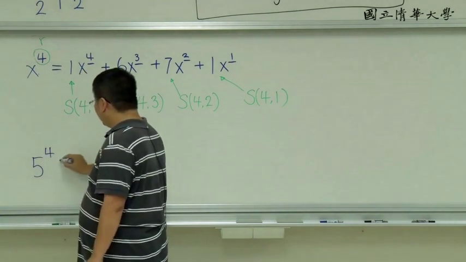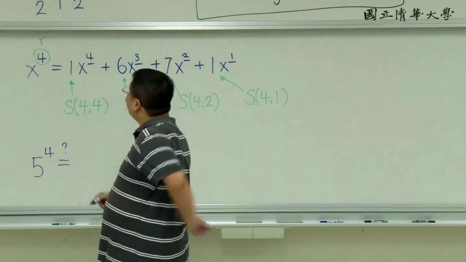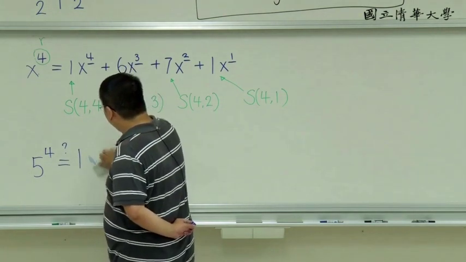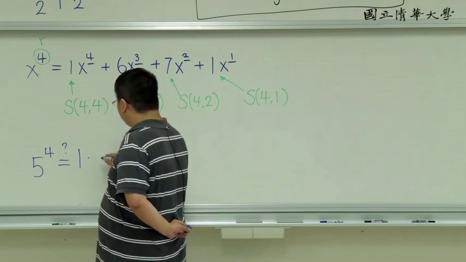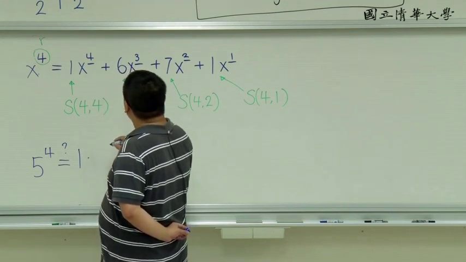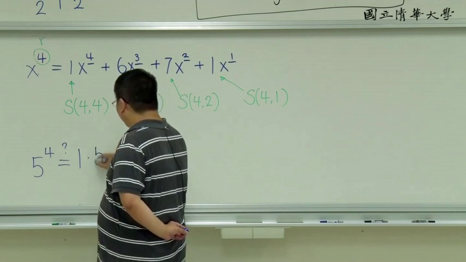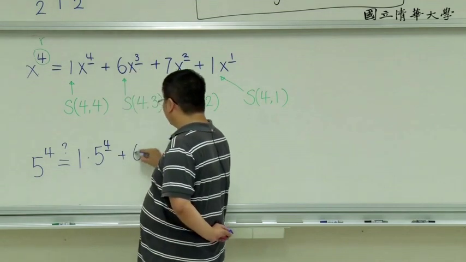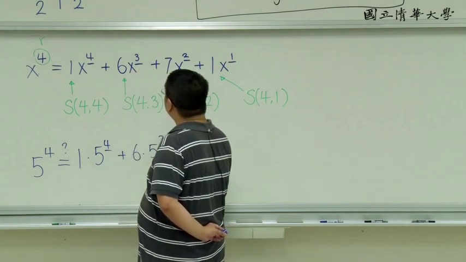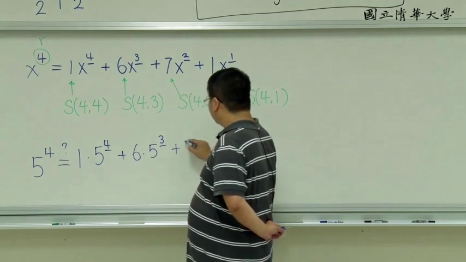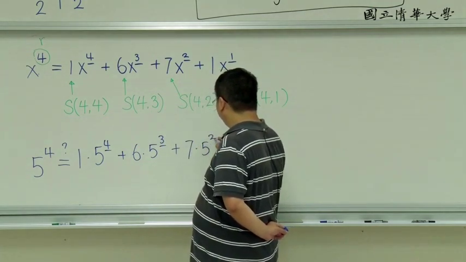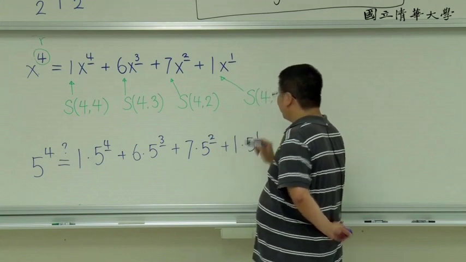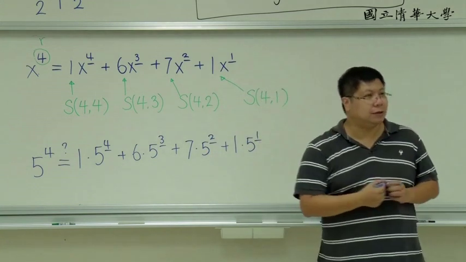5 to the power 4. So we want to ask, does it make sense to have 5 to the power 4 equal to 1 times 5 to the power 4 falling, plus 6 times 5 to the power 3 falling, plus 7 times 5 to the power 2 falling, plus 1 times 5 to the power 1 falling. Okay, does it make sense to have this?